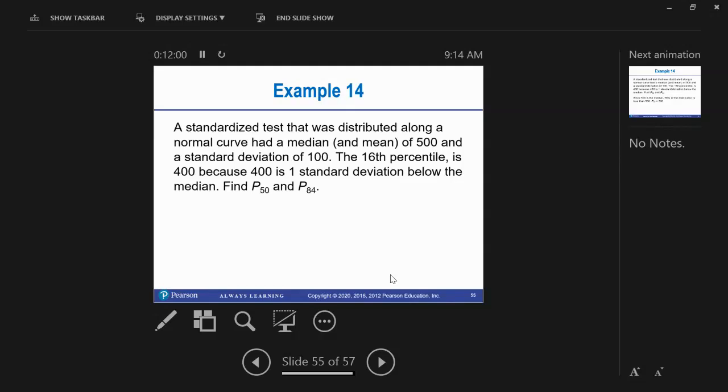Okay, a standardized test that was distributed along a normal curve had a median and mean of 500 and a standard deviation of 100, so similar to what we have here. The 16th percentile is 400 because 400 is one standard deviation below the median. 50% of the distribution is less than 500. So basically anybody who made a score of 500 on this test would be in the 50th percentile because that's where the middle is.